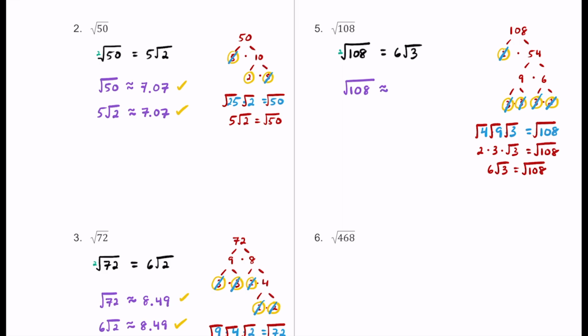It's definitely not a perfect square, so we take this 108, and then we take the square root. I'm getting about 10.39, rounded to the nearest hundredths place. And then if we take 6 times the square root of 3, or 6 root 3, and type that into the calculator, that is also about 10.39. So you can see that both versions of the same thing should equal the same approximation.